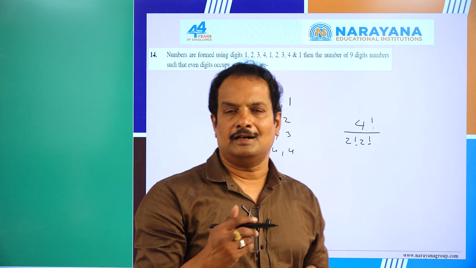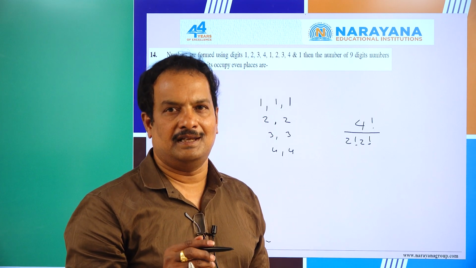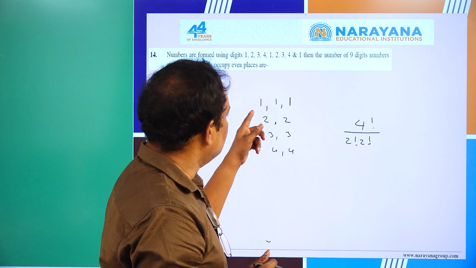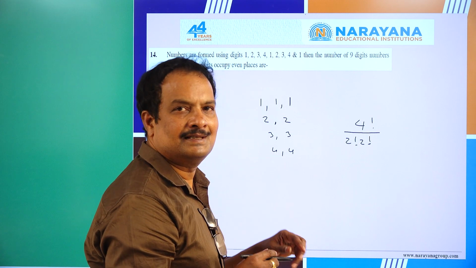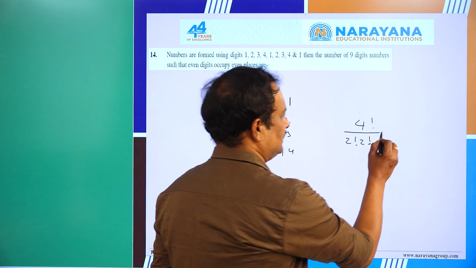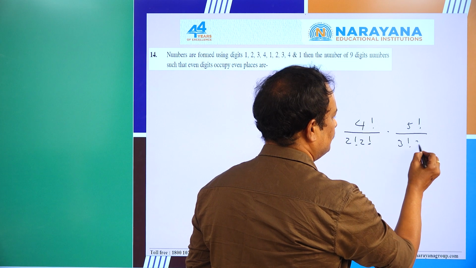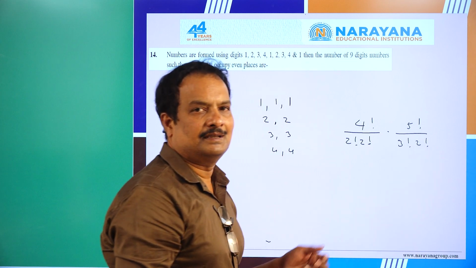Still, 5 odd places are there: 1, 3, 5, 7, 9. In those places the remaining 3 ones and 2 threes should be arranged. That can be done in 5 factorial by 3 factorial into 2 factorial ways. Of course, this can be simplified.